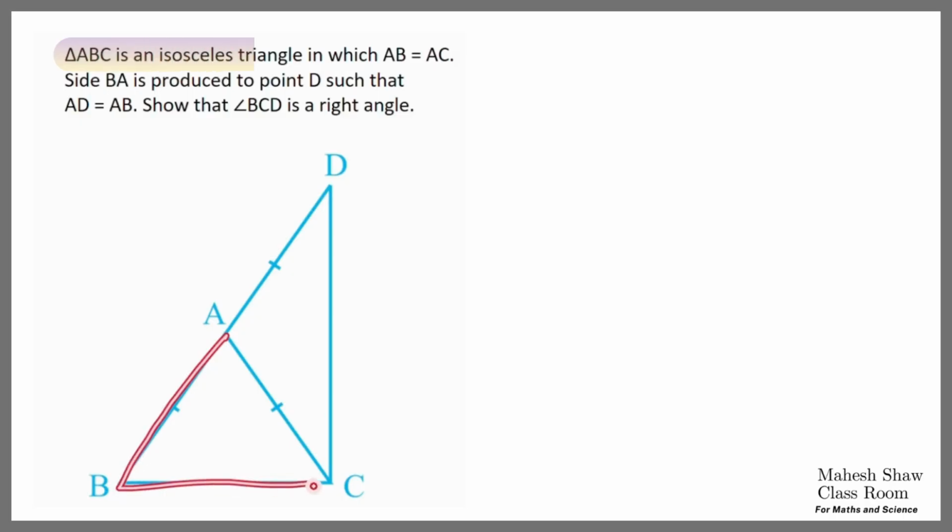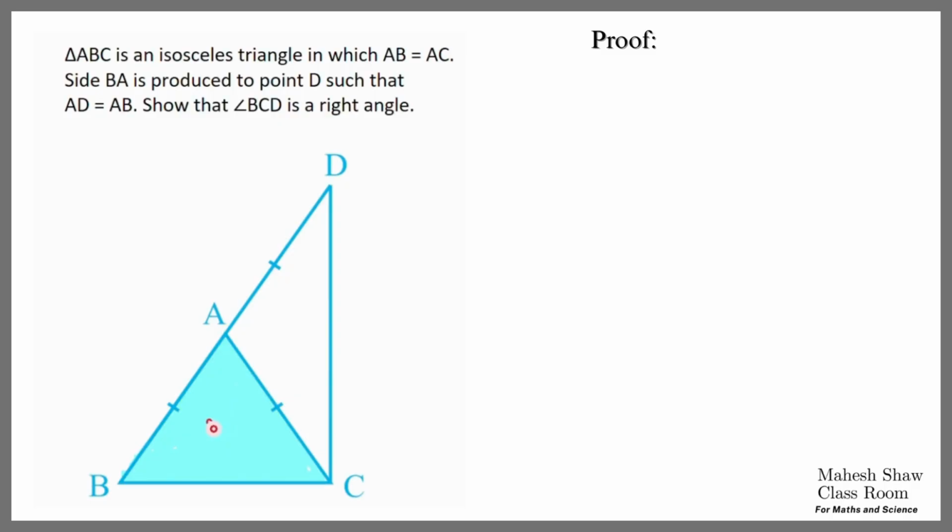In this question, we are given ABC as an isosceles triangle with AB equals AC. Further, it says that the side BA is produced to point D such that the length of AD is equal to AB, and we need to show that the angle BCD, that is this angle, is a right angle.